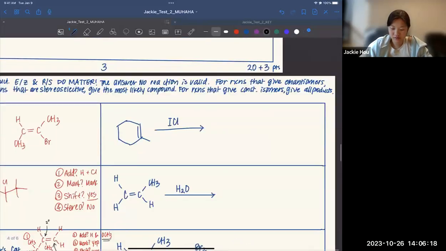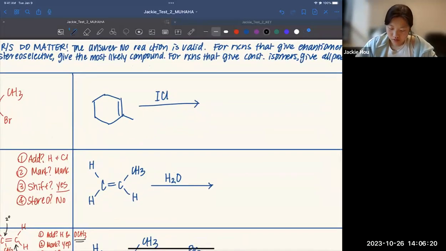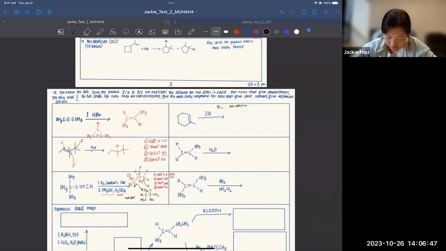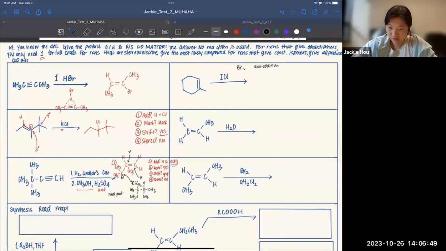Moving on. This is very similar to one of your problem set questions. It's similar to the Br2, where we do an anti-addition. And then we always want to make sure that in these cases, like in your problem set, showing the last product. Are you talking about this one? Yeah.